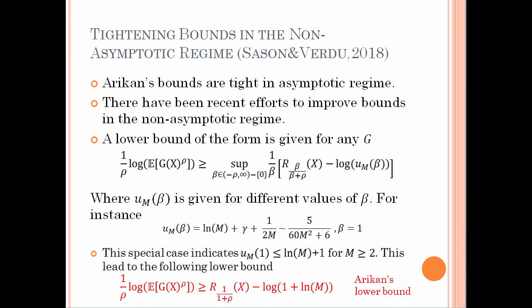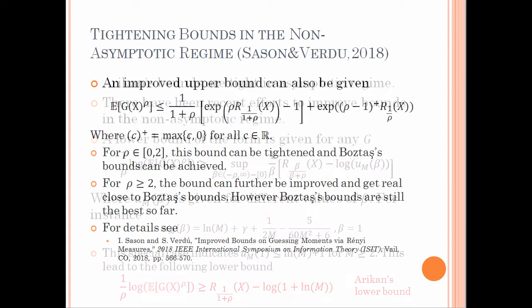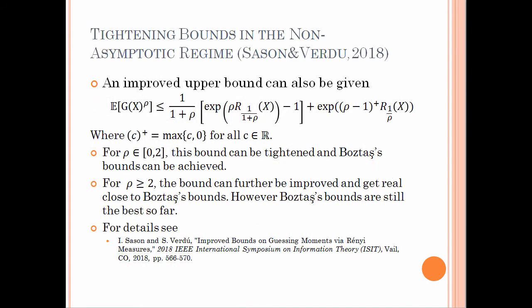The expression becomes more complicated. However, it becomes tighter, as we shall see using a numerical example. Since this bound is more general, it can be reduced to Arikan's lower bound by setting this beta value to 1.